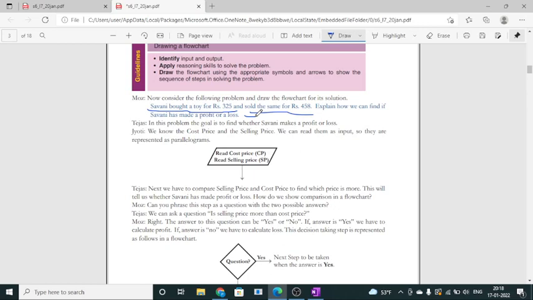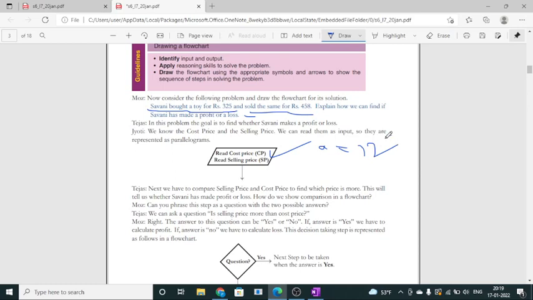Okay, now we have to show this question in the flowchart. So what will we do? We'll read cost price, CP. We'll be reading one variable, meaning a variable a is equal to 325.